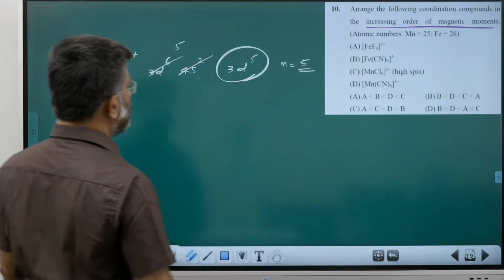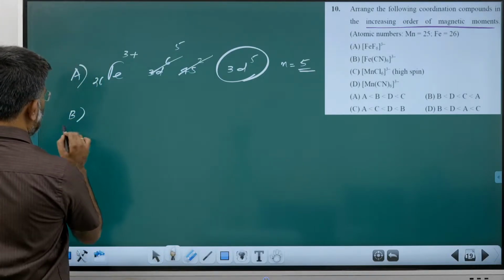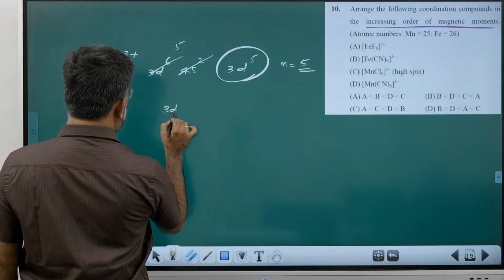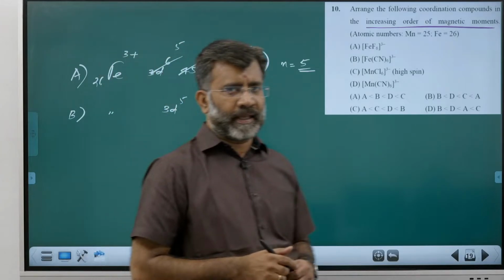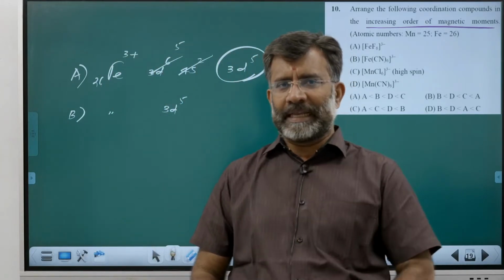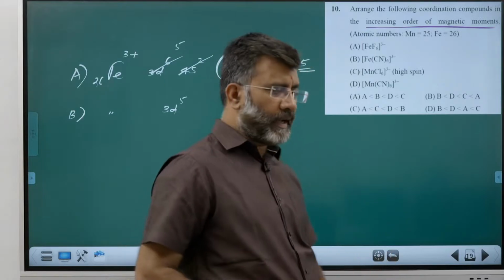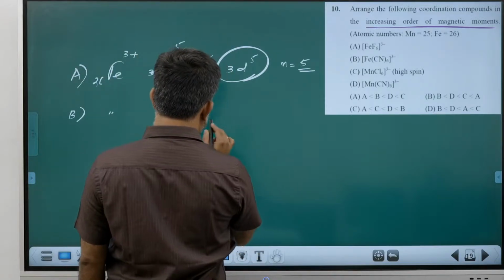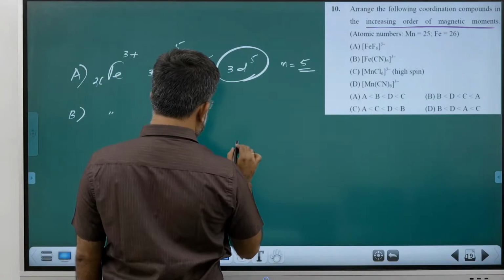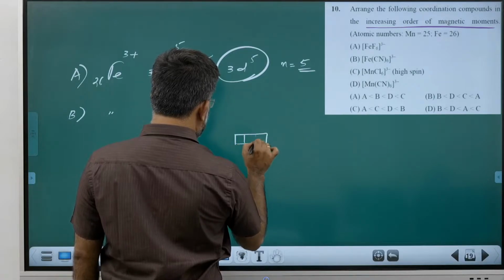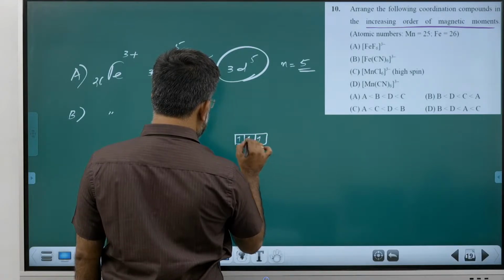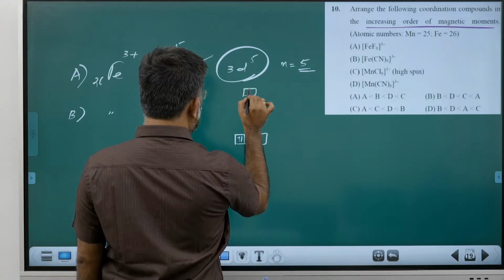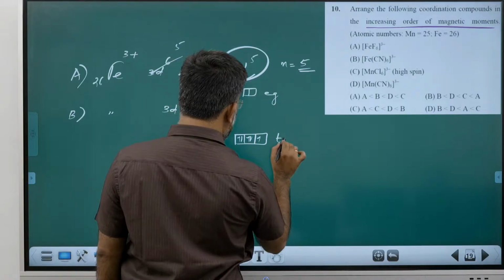What about the second choice, option B? There also we have the same Fe3+ system with 3d5, but now we have a strong ligand. Cyanide is present. So what will happen? The difference between A and B is the ligand. So what will be the electronic configuration? This is going to be t2g, t2g orbitals 1, 2, 3, 4, 5. This will be the electronic configuration, and eg remains unoccupied.